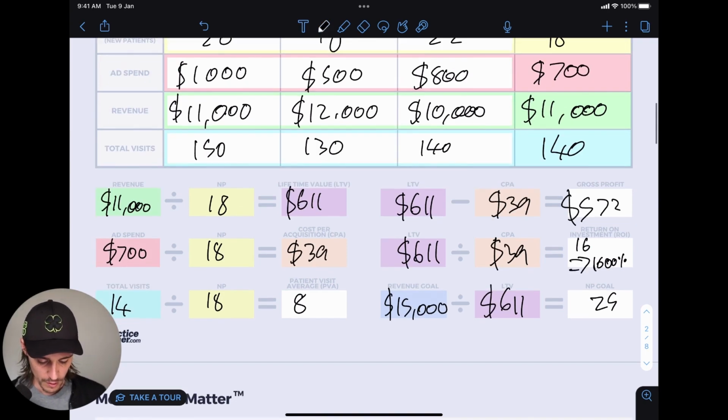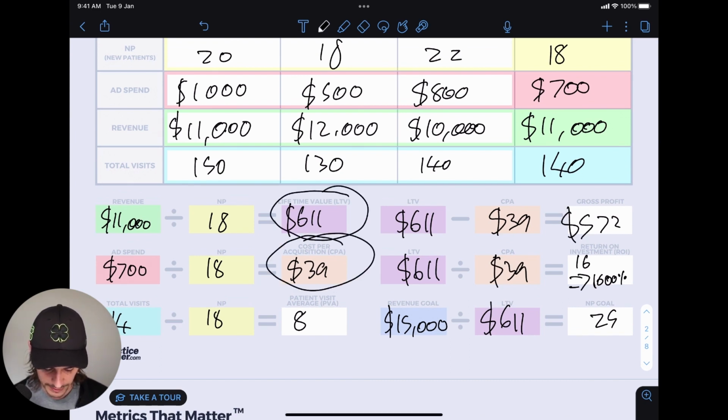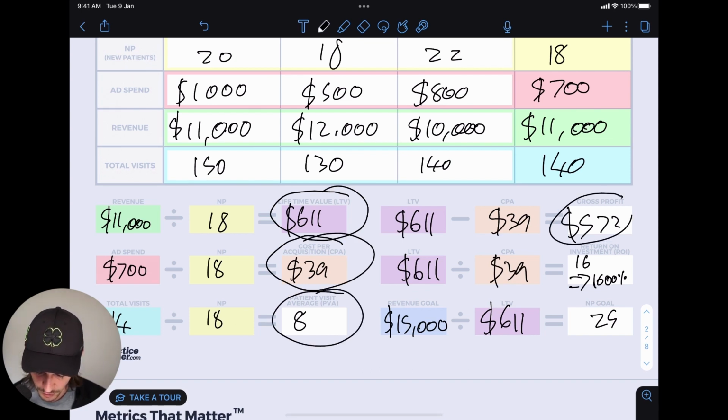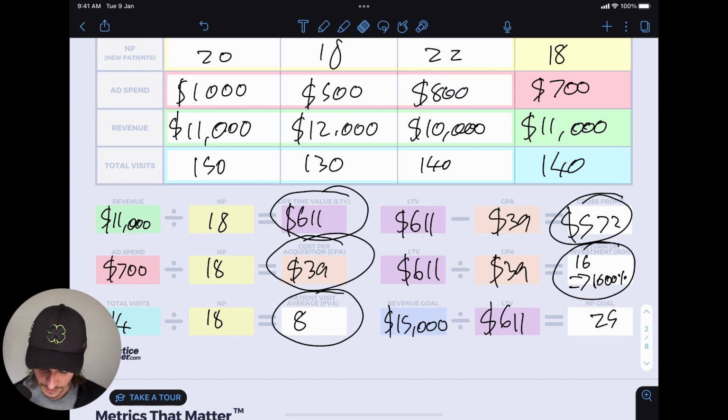So we calculated some numbers. We calculated our lifetime value per client. We calculated our cost to acquire a client. We calculated our patient visit average. We calculated our gross profit. We calculated our return on investment, and we calculated our new patient goals. So let's dig into this a little bit more.